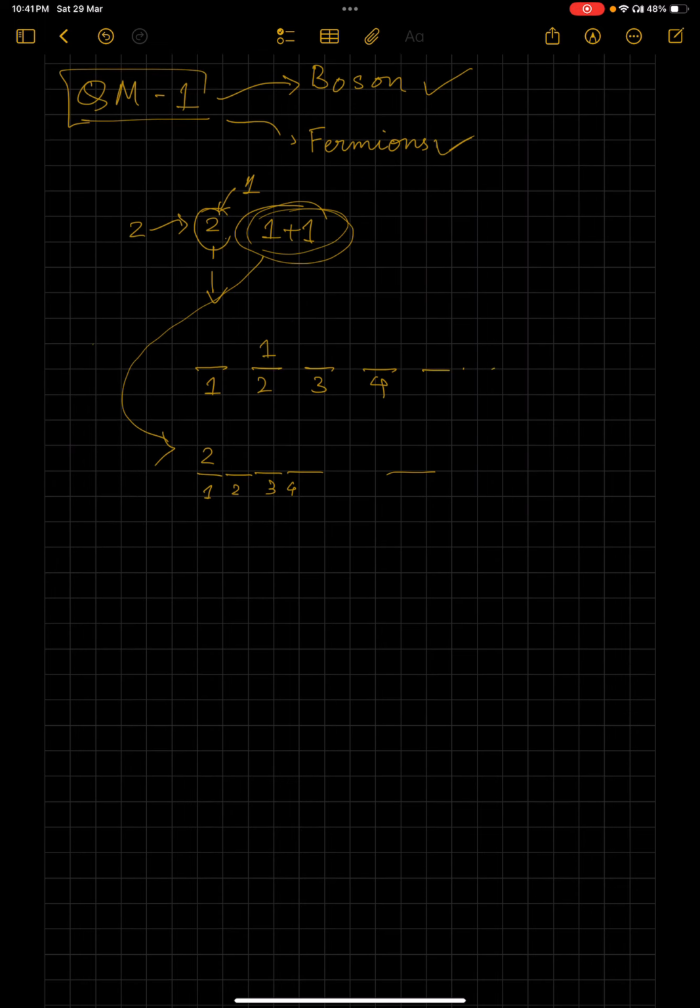Let's see another example. Suppose I have 3. So 3 can be written in three different ways. One is 3, one is 1 plus 1 plus 1, and one is 2 plus 1.